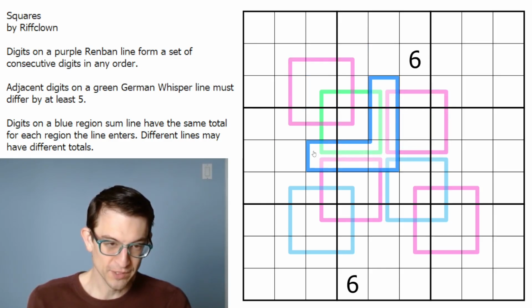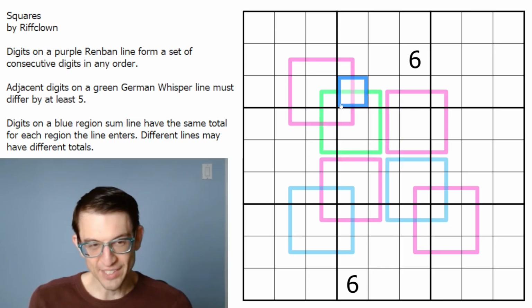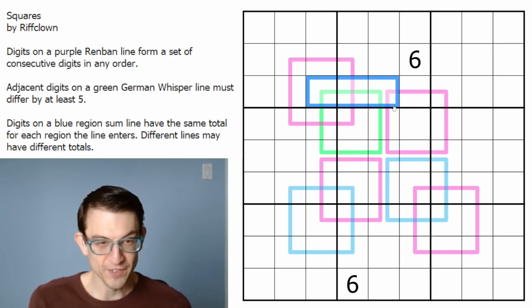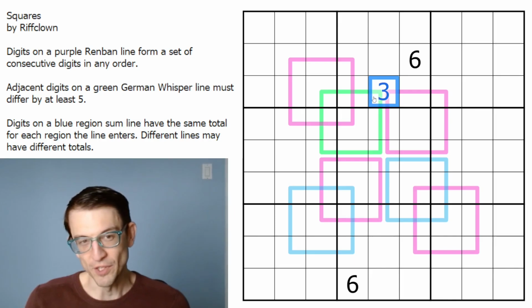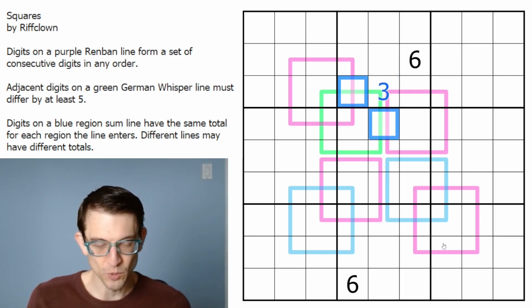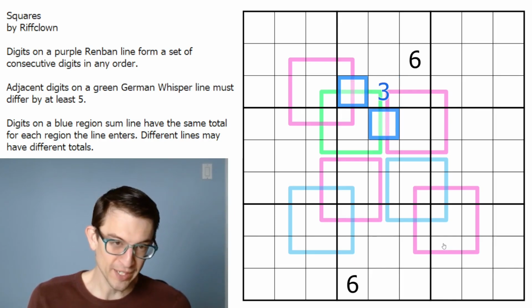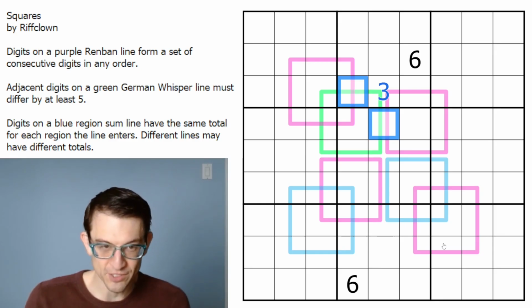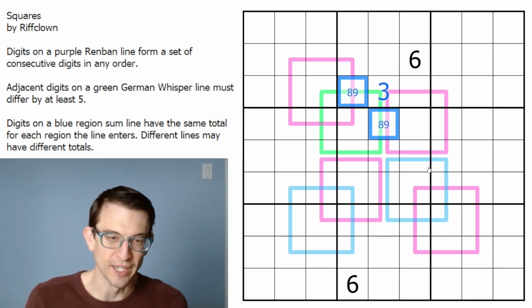For the German Whisper square, adjacent digits along the square will need to have a difference of at least 5. So if this were a 3, say, then these two would have to be 5 away from 3. Can't go 5 less than 3, you get the negative digits. So 5 more than 3 would be either an 8 or a 9.